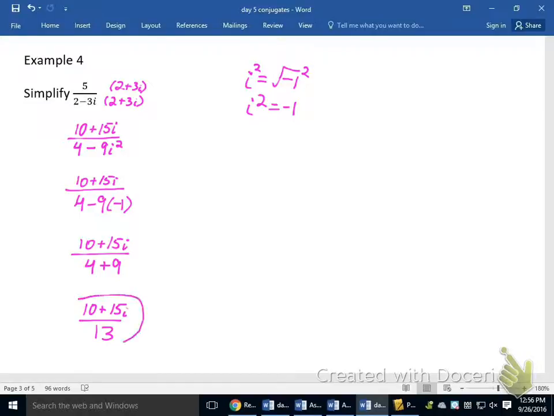Alright, that's my final answer. No common factors to divide out. Now, if you thought all this was fun, just wait until we write equations with conjugates, which is coming up now.